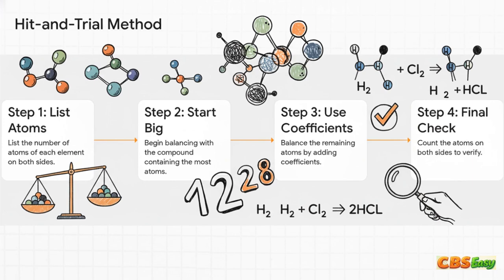Now, your NCERT book gives you a straightforward method for this, the hit and trial method. It's simple. First, just make a quick list of the atoms on both sides. Then, find the biggest, ugliest looking compound in the equation and start by balancing that one. You'll use coefficients, those are the big numbers you write in front, to get everything to match up. And please, always, always do a final double check at the end.